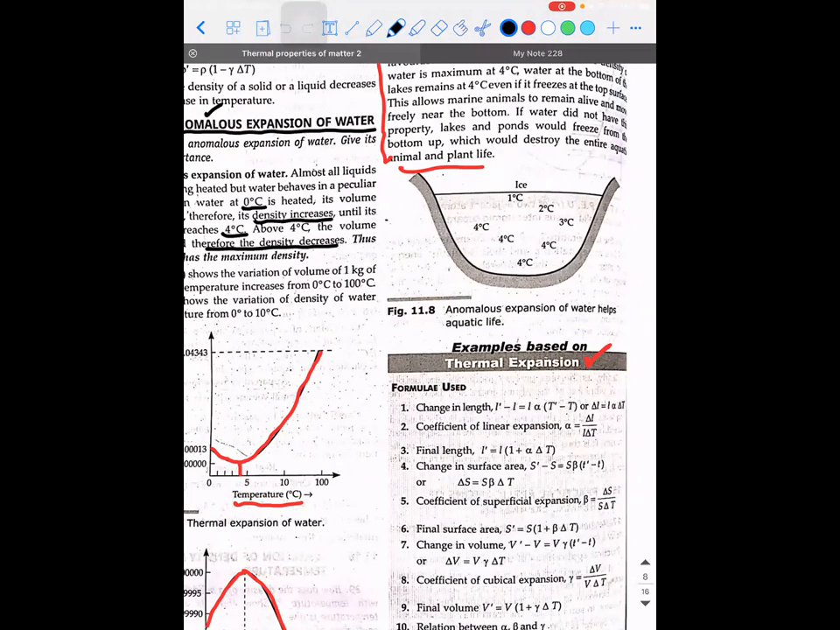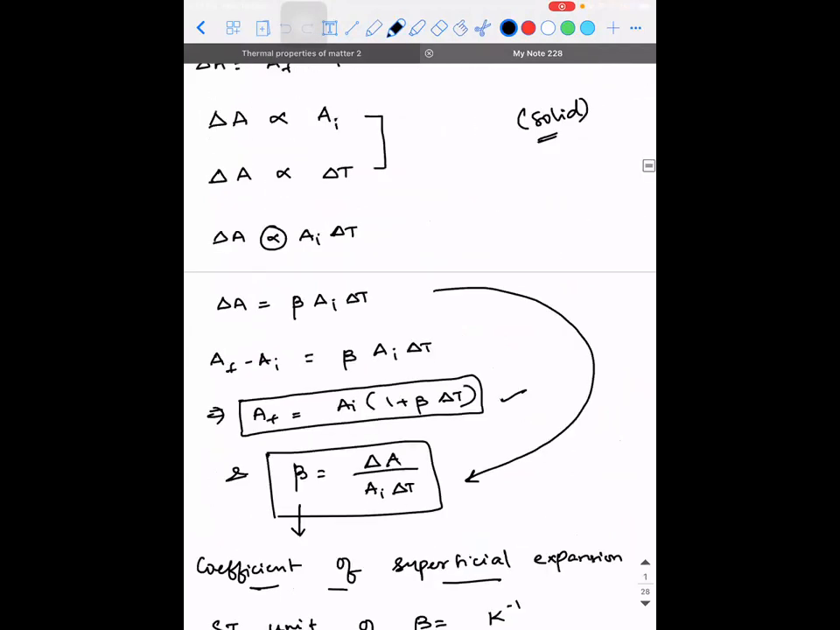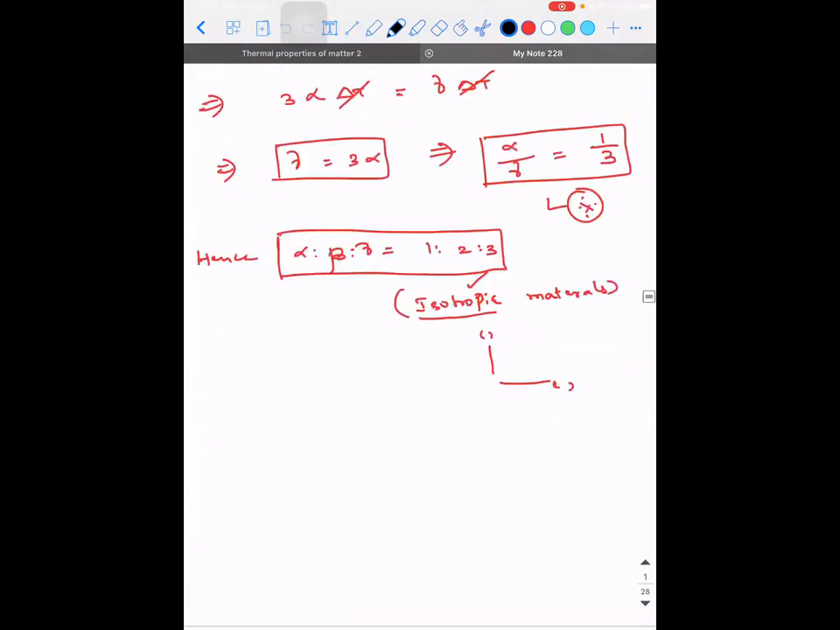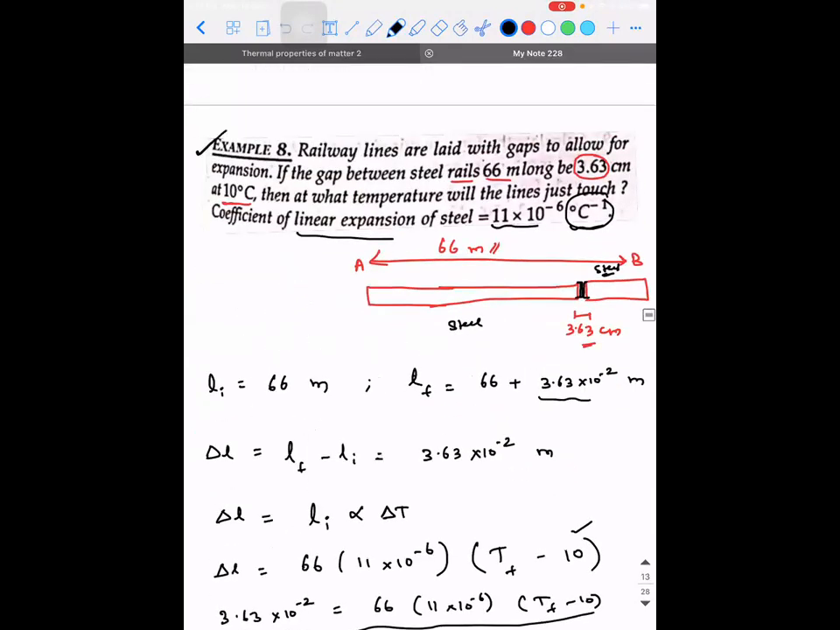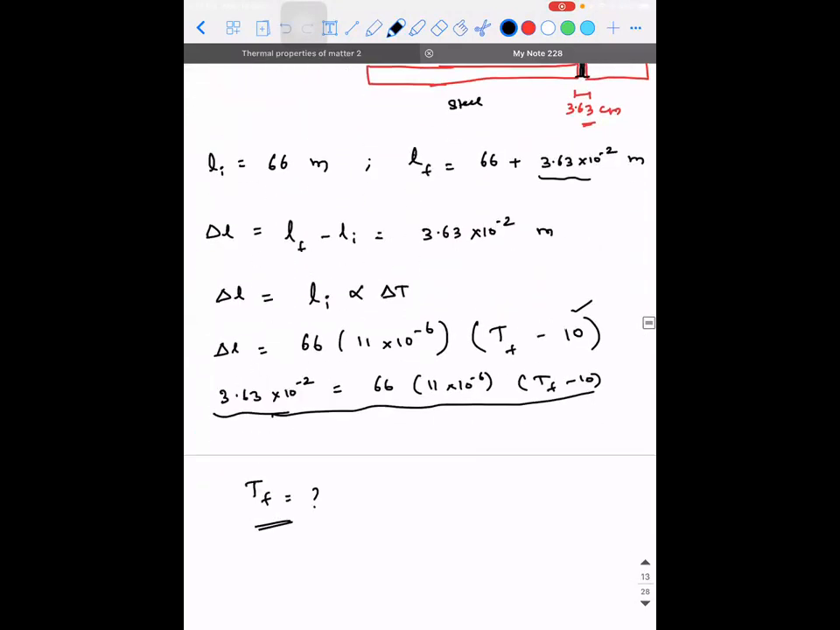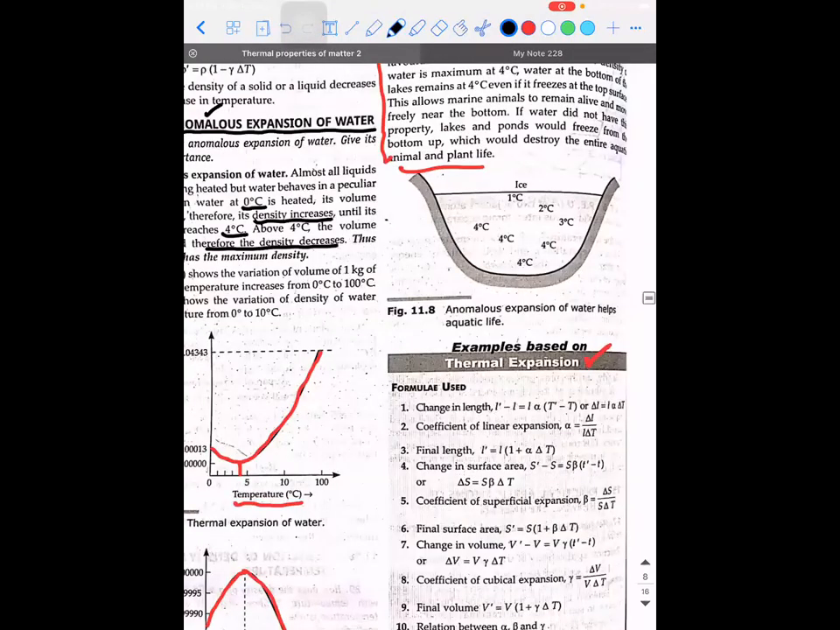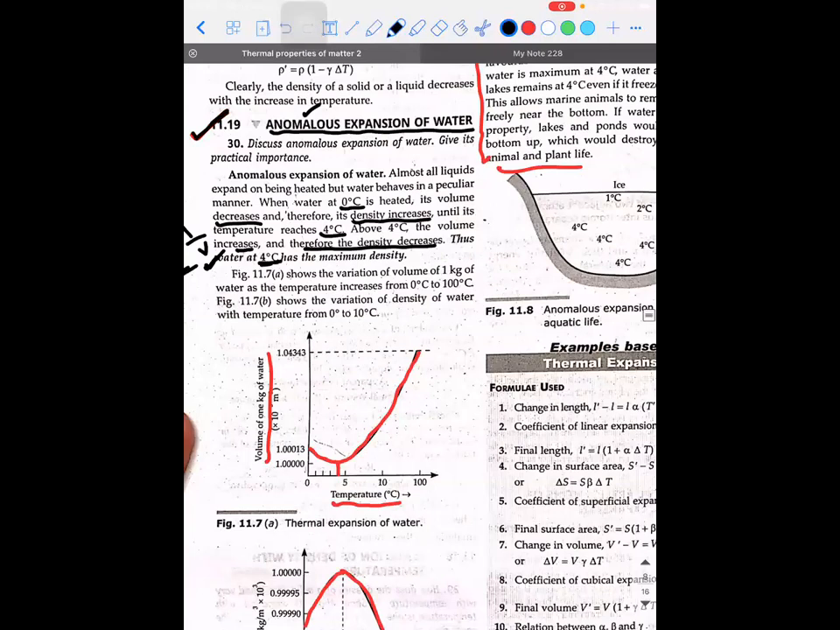Now you are able to see my screen, right? Yes, sir. Okay. So what I did is I solved a problem, example number 8. Then I explained anomalous expansion of water also. I suggest you go through the video for the last 10 minutes alone from today's class that will get uploaded by tonight.